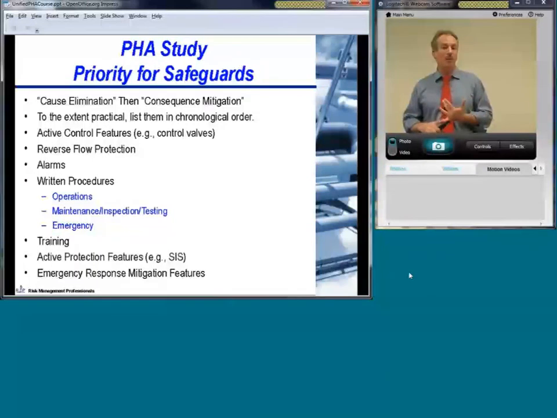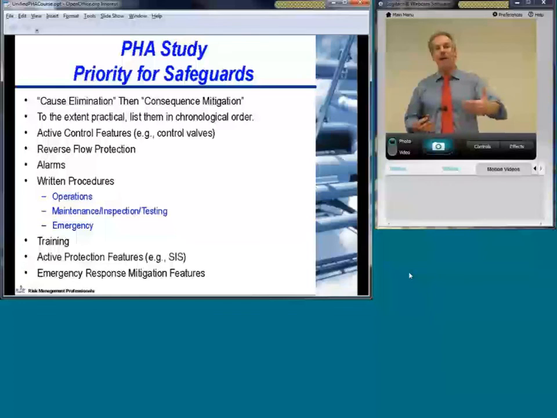Active control features, control valves that either control pressure, temperature, or level. These are things that initially can be your initial safeguard. Control features are fine to include as safeguards. It doesn't have to be just safety instrumented systems or just operator response to possibly exceeding safety limits via alarms. Active control features are fine safeguards. They're reliable. Why not include them? Reverse flow protection, if a check valve helps, list it out.